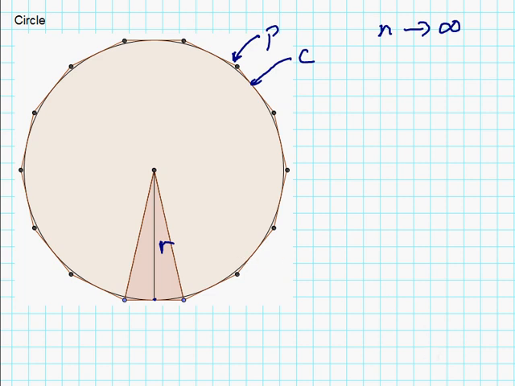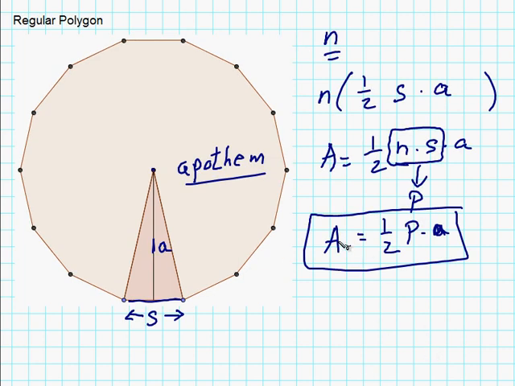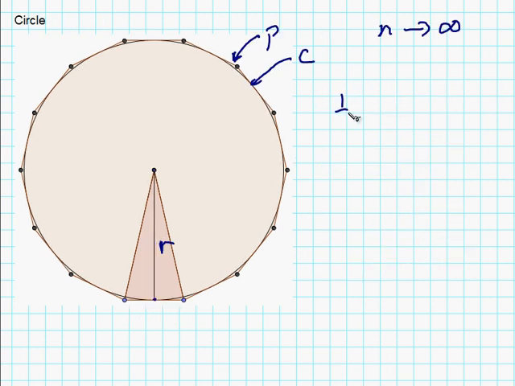Let's go back and review. We said the area is 1/2 the perimeter times the apothem. Let's take 1/2 of the perimeter, which is now going to be the circumference, and the apothem is now the radius. And there you have it. So one way of remembering the area of a circle is just remember the area of a polygon. It's 1/2 of the perimeter times the apothem. But this can be simplified.